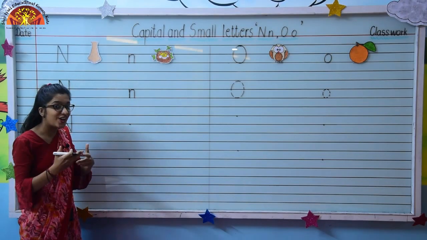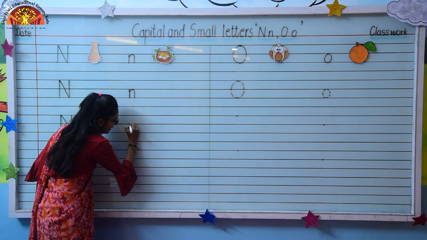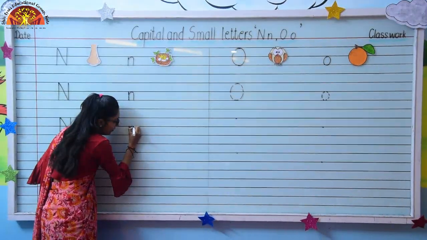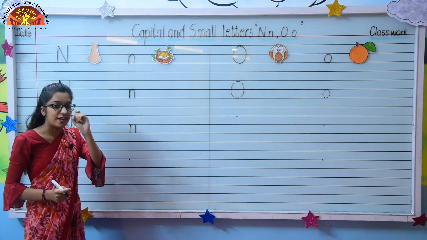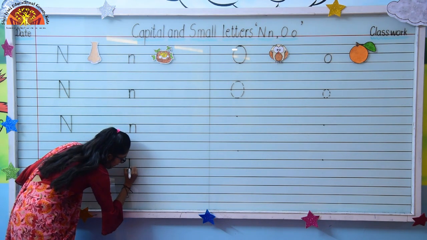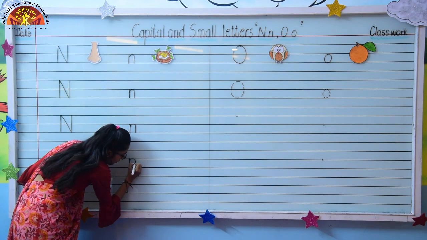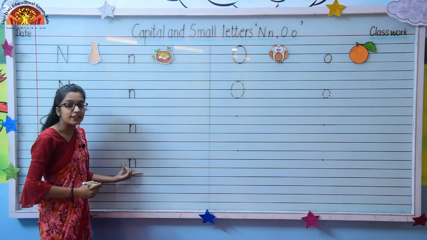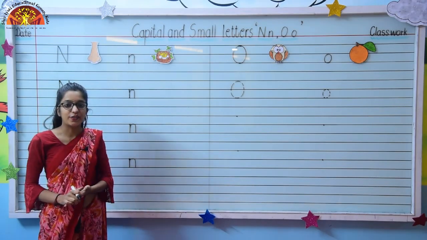Now let's write on the dots. Look here, small standing line, come with the same line, curve and small standing line again. One more time kids. Small standing line, come with the same line, curve and small standing line. This is small letter N. Okay kids?